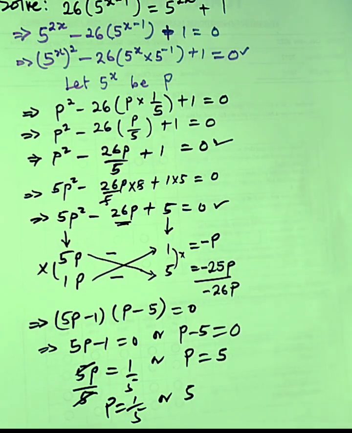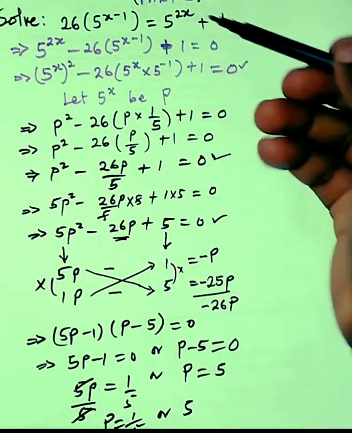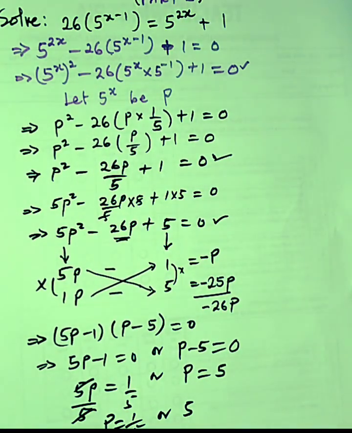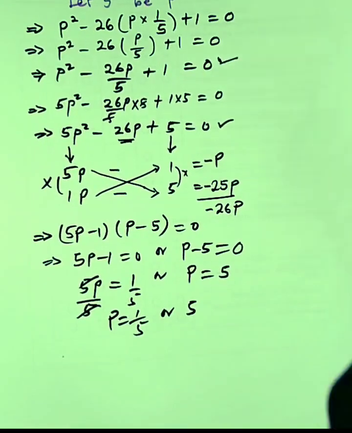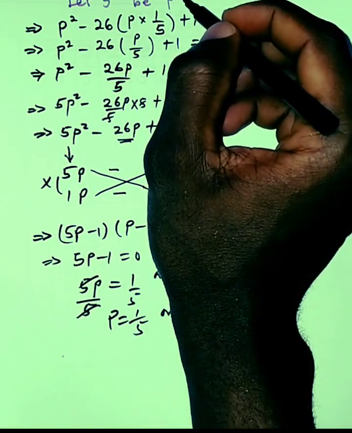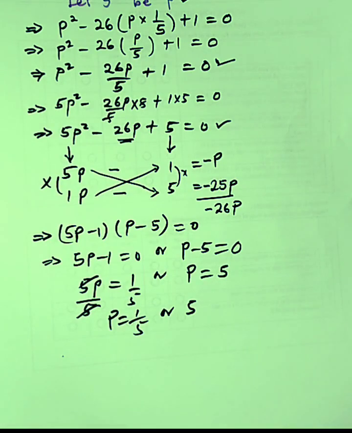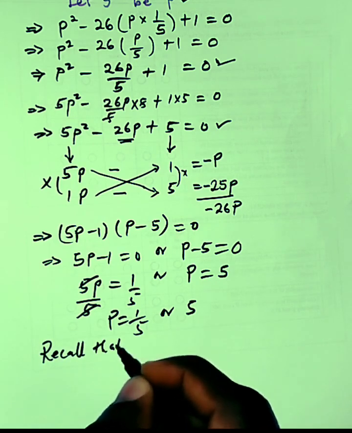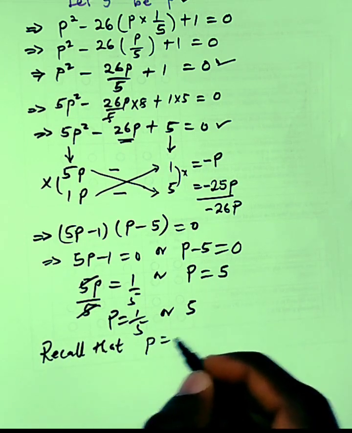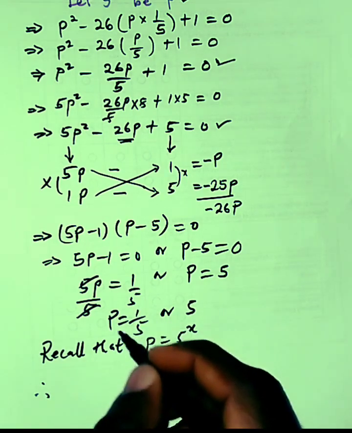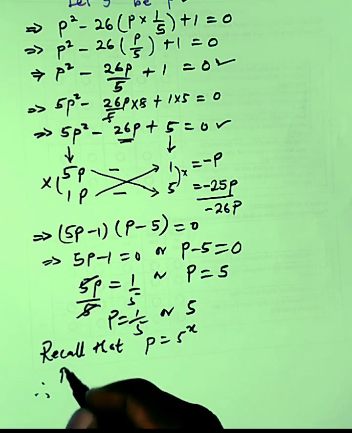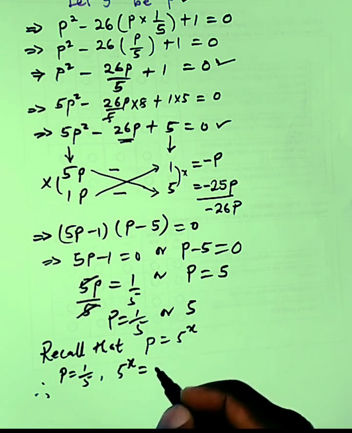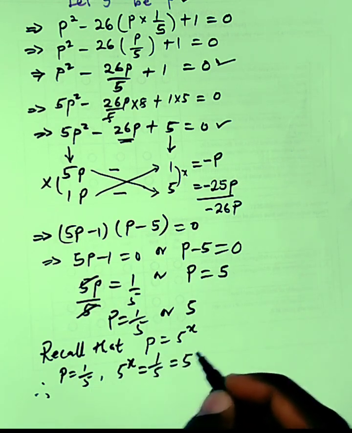But according to the equation given to us up here, the variable is x, not variable p. So we go back to where we said we should let 5 to the power x be p. Recall that p is the same thing as 5 to the power x. So when p equals 1 over 5, I have 5 to the power x equals 1 over 5, which is the same thing as 5 to the power minus 1.